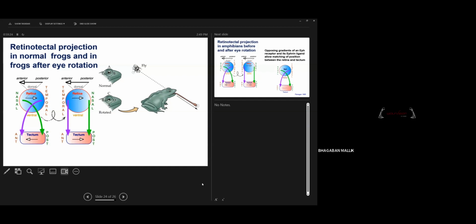Here you can see that nasal will project into the posterior and temporal will project into anterior. But when it has rotated its eye, the orientation of the tectum will change. It was oriented in that direction, and now it is oriented in this direction. The temporal will still project to the anterior side, and the nasal will project to the posterior side. The projection is the same, but the orientation of the tectum is changed. That is what is shown when they show the rotation of the eye.